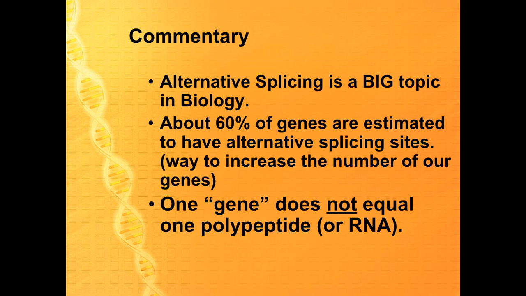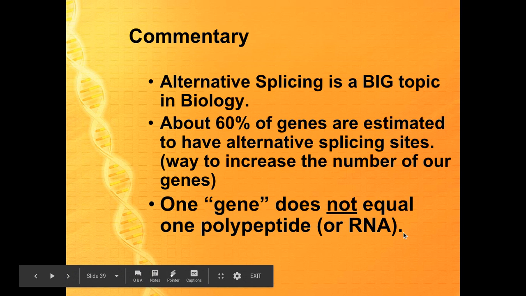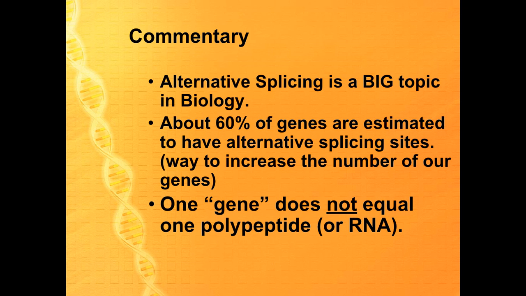Big topic in biology, like it says on the screen. About 60% of our genes are estimated, and that's an ever-changing number. But this goes back to the definition of a gene down here at the bottom. One gene does not equal one polypeptide or even one RNA strand. That's why our definition is a segment of DNA that makes something that does something.